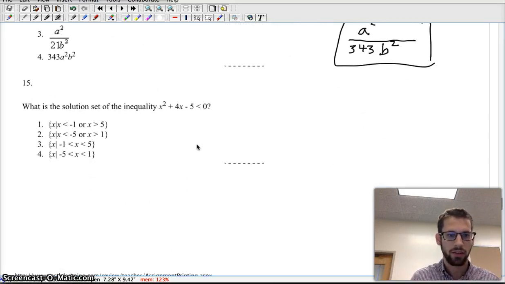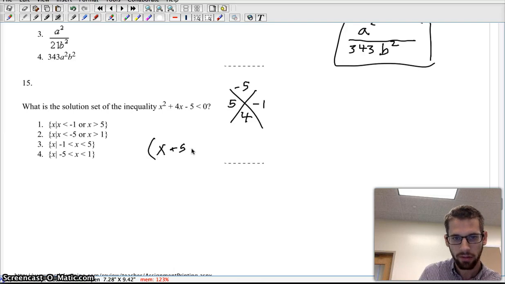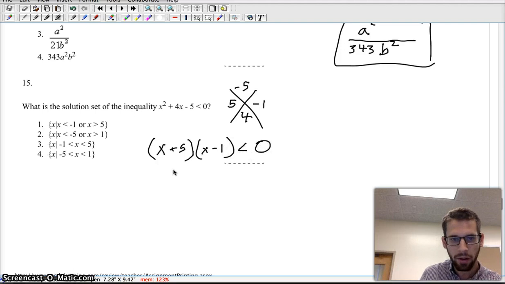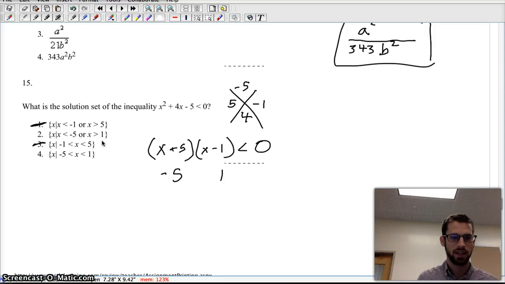Okay. 15, it's asking me for a solution set to the inequality, so I've got to factor this thing first. The b is 4, goes on the bottom. A times c is going to be negative 5, so what adds up to 4 but multiplies to be negative 5? So it's going to be 5 and negative 1. Alright, so my roots, well, I'll write it out first. So (x plus 5)(x minus 1) is going to be less than 0. My roots are going to be negative 5 and 1. So I can immediately cross out this one and this one. So I know that 15 has to be 2 or 4.